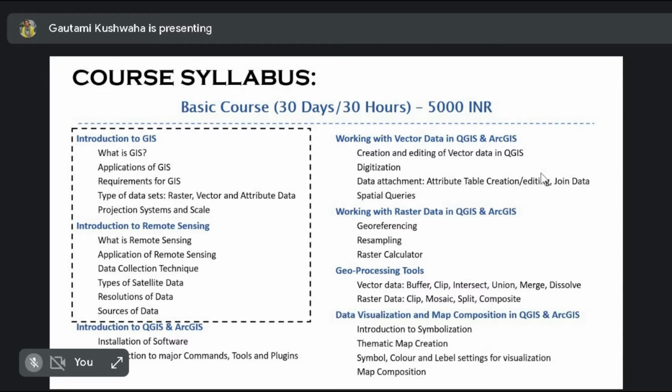And then we will be talking about geoprocessing of raster datasets, georeferencing and all that stuff. Then we will be talking about how to generate maps and visualize data in a very simple, sorted, aesthetic manner. So these are the topics we will be covering in the basic course. It's going to be a 30 days or 30 hours session, like a 1 hour session each day. So this is how it's going to be.